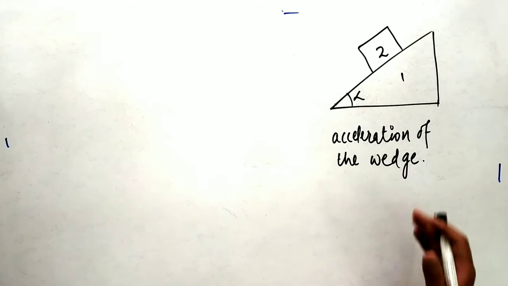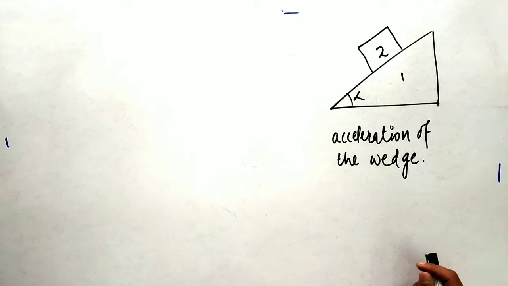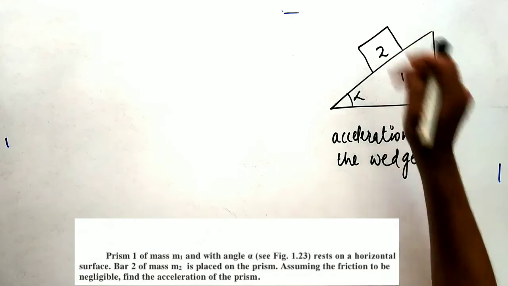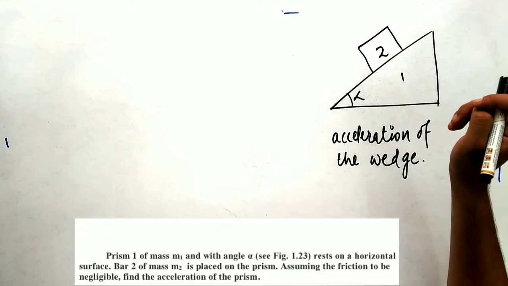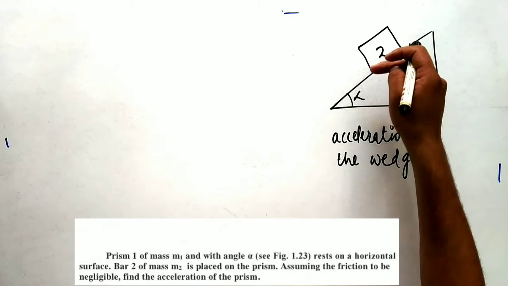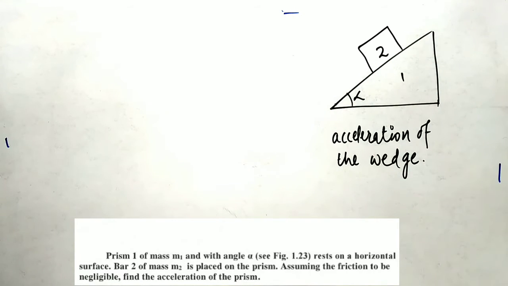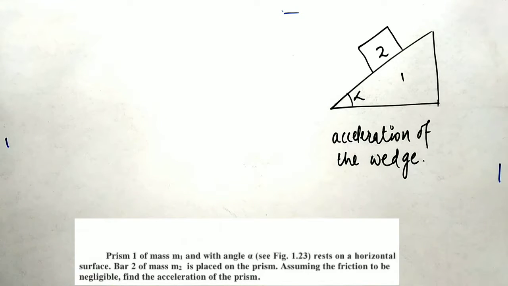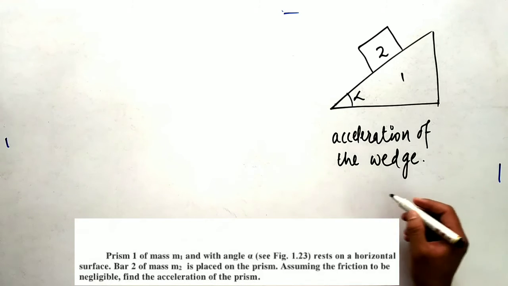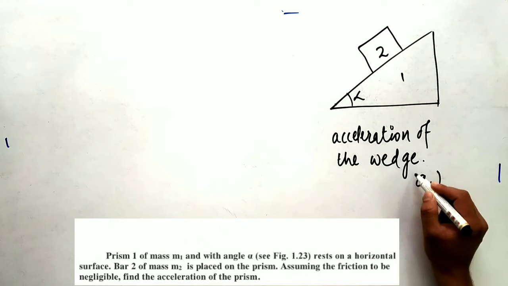Today we are going to look into another question from Kinematics. The problem is that there's a block resting on a wedge and it starts sliding down. We have to find the acceleration of the wedge in this problem. The angle of the wedge is alpha. So for you to be able to find the acceleration of the wedge, first we'll name it A1.